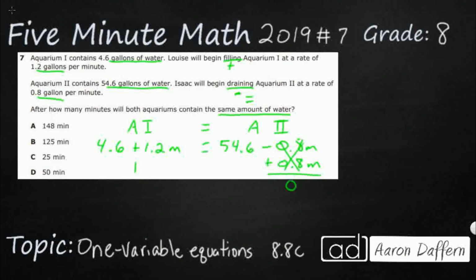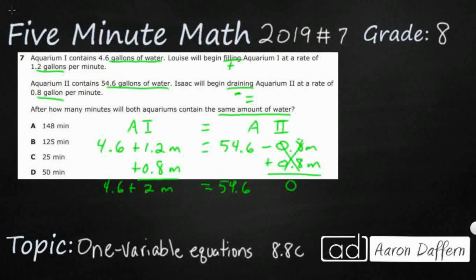So to keep it balanced, I have to add 0.8M to both sides. If you do that, you're still good. It's a balanced equation. Oh, that's going to make it nice. Look at that. 1.2 plus 0.8 makes it just 2.0. I'm just going to drop the 0.0. 2M. That's a lot better than a decimal. So I've got 4.6 plus 2M equals 54.6. I don't need that plus 0 because we cancel that out.